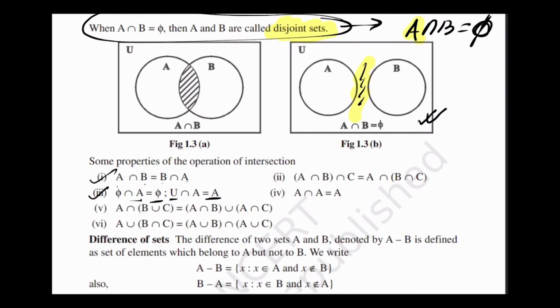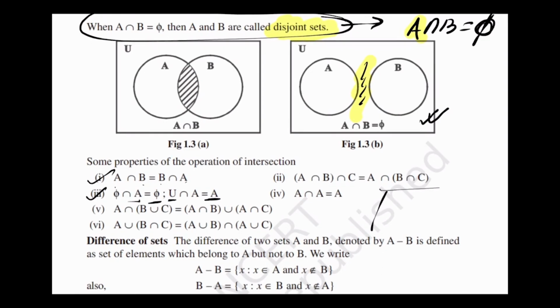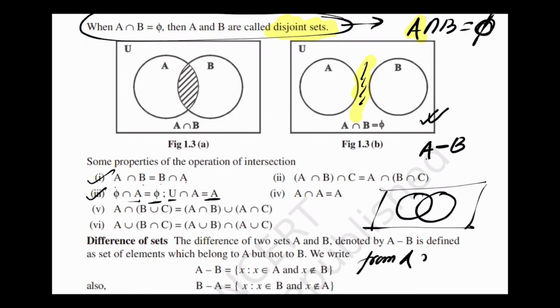Next important concept is difference of sets. So a very simple difference is there. Let's say I have this A, this B. The moment I say A minus B, what does it mean, student? It means that from A, remove the elements of B. Remove the elements of B. So let's say this is A, this is B. Basically, the moment we say A minus B, it means from A remove all the elements of B.